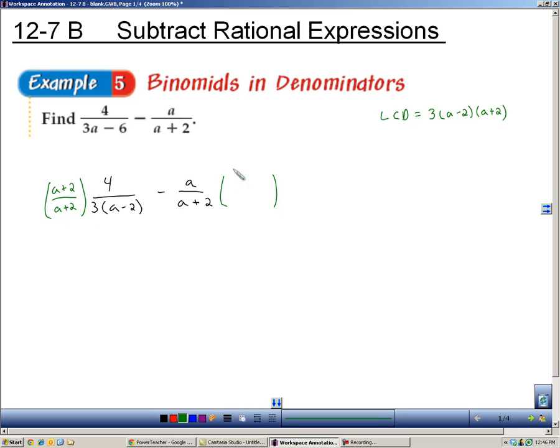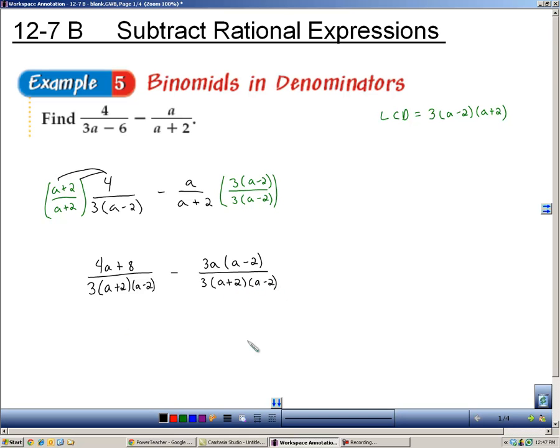The second fraction I'm missing the 3 and the a minus 2, so I'll multiply by 3 times the a minus 2. Now we'll distribute the 4 here, make it a 4a plus 8. So that's going to be over 3 times a plus 2, a minus 2. And then we're going to say minus 3a, a minus 2 on top, over 3 times a plus 2, a minus 2. Now you don't have to write this step. If you can do that stuff in your head, fine. I'm just trying to show everyone where these values are coming from.